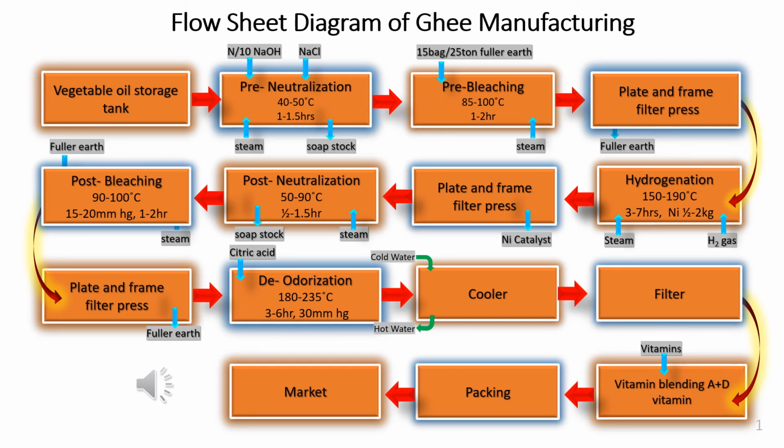In this step, we filter the oil and we remove the fuller earth which we used in the post-bleaching section. So after filtering the oil and removing the fuller earth, we go towards the deodorization section. In the deodorization section, we provide citric acid to the oil.